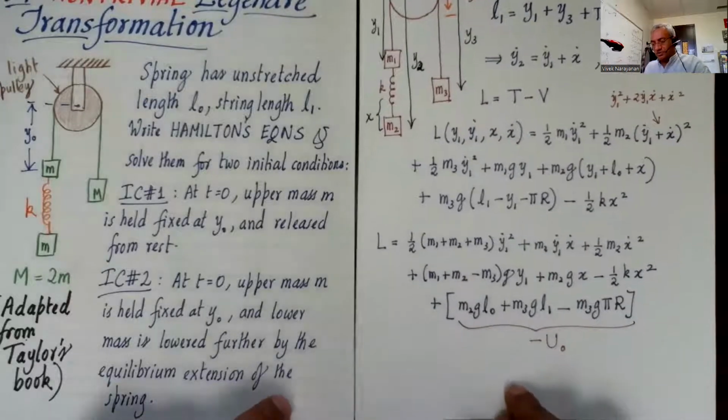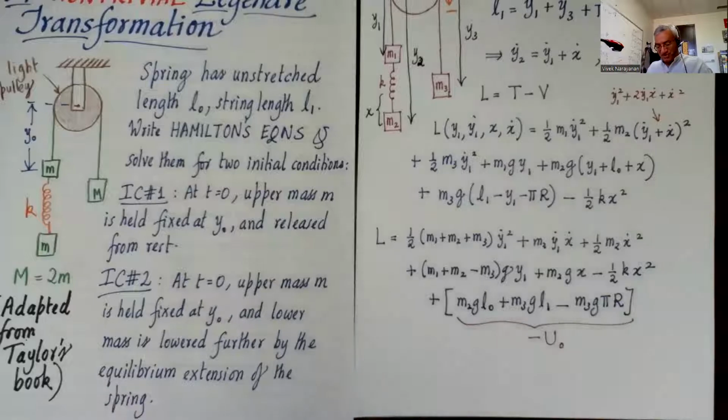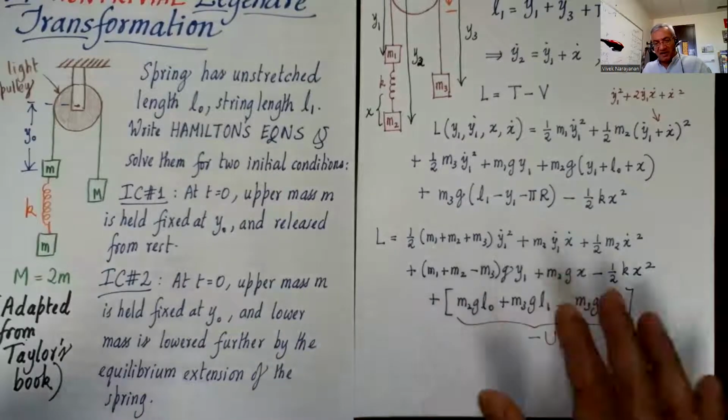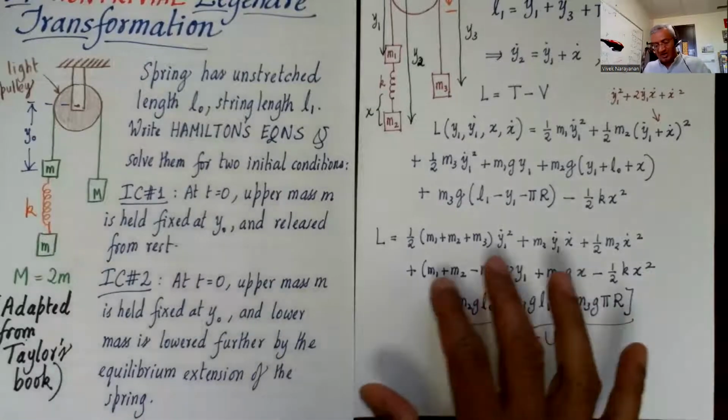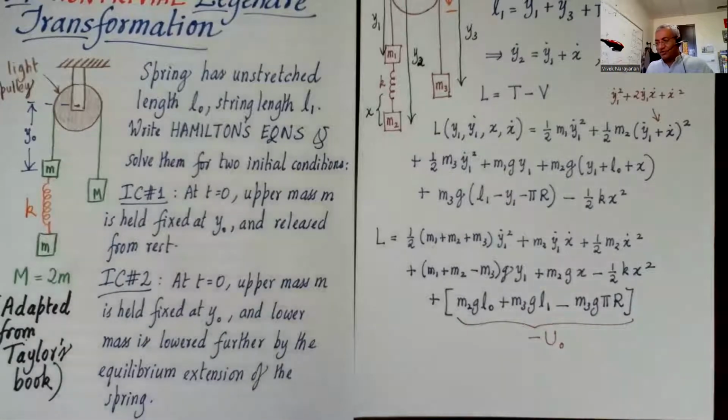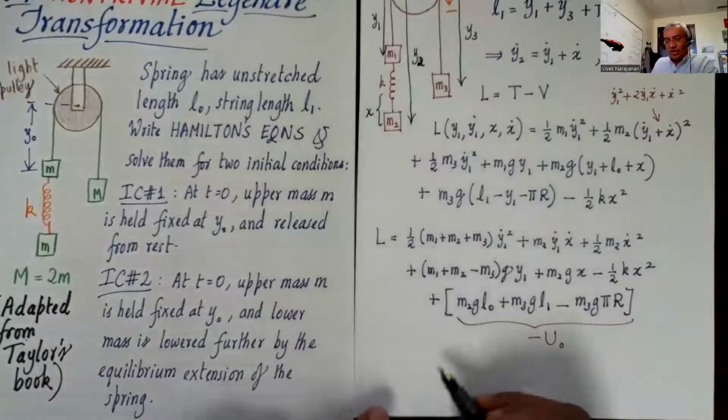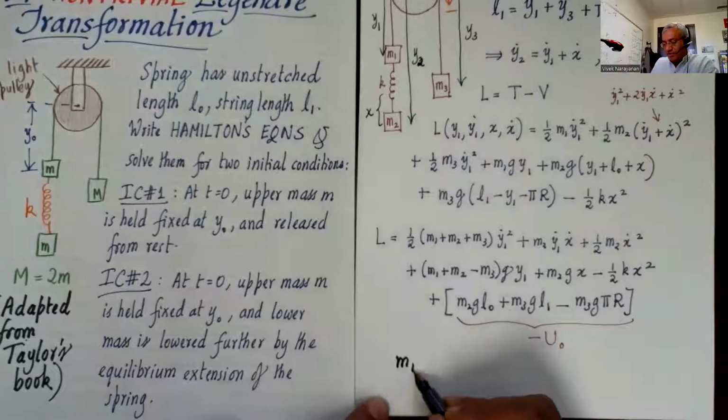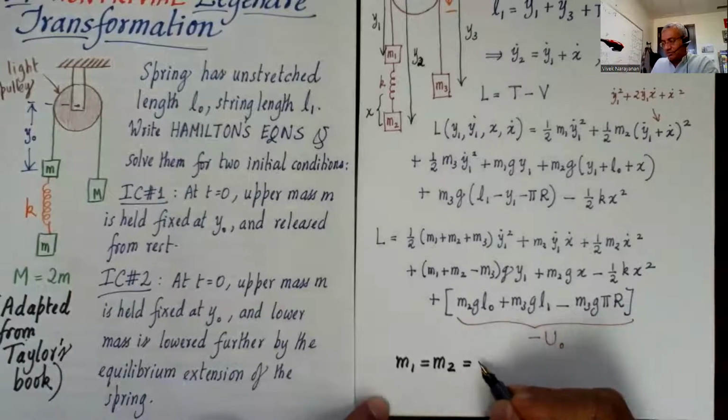Now, it's a good time to substitute the given values because I don't want to keep carrying around m1 plus m2 plus m3 and things like that. It would look super awkward. So what I'll do now is use the data of the problem. M equals M2 equals M.